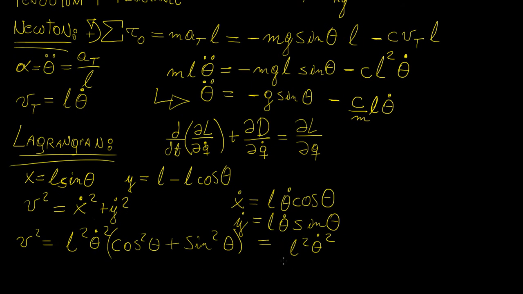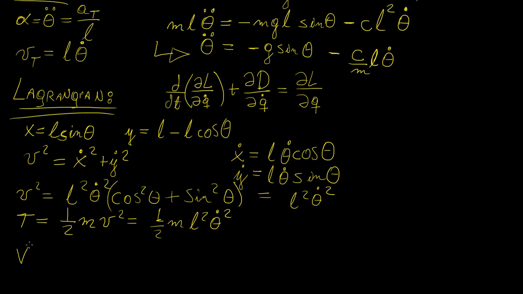And now what we're going to have is the following. The kinetic energy of the system is going to be equal to half of m times velocity squared. So this is going to be half of m L squared theta dot squared. So this is basically what we have here. Now the next thing that we need to do is define the potential. So this is just going to be mg y, which is going to be mgL times 1 minus cosine theta.